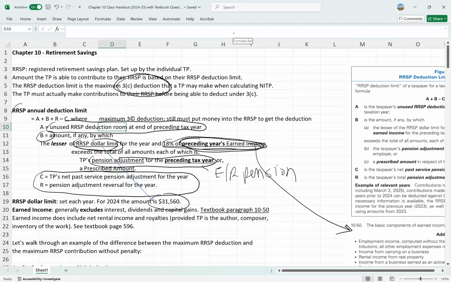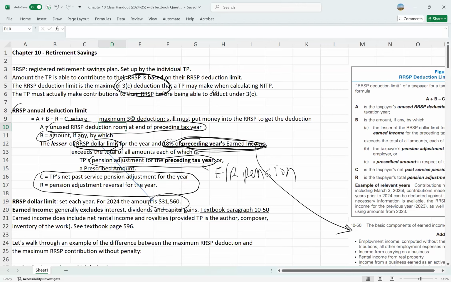And so it just sets an even playing field. Those people that are self-employed obviously don't have a company-sponsored pension plan. So just to put everyone on an even playing field, if you are working as an employee and you do belong to a company pension plan, the amounts that you put in along with the amounts that your employer puts in, that is your pension adjustment, and that will reduce the amount that you can contribute to your own RRSP.